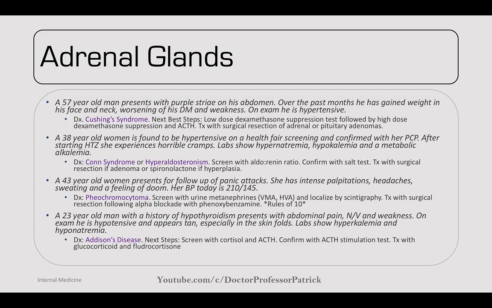and phenoxybenzamine. So they're the rules of 10, where 10% of these are going to be familial, 10% bilateral, 10% located outside the adrenal medulla, and so on.